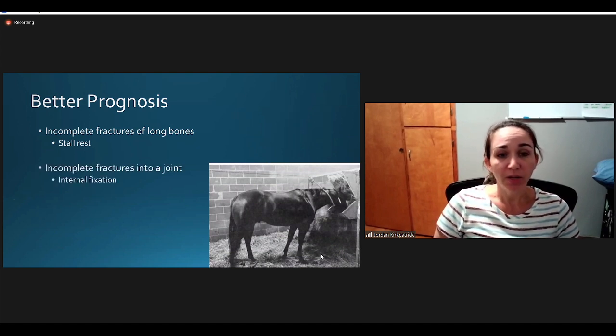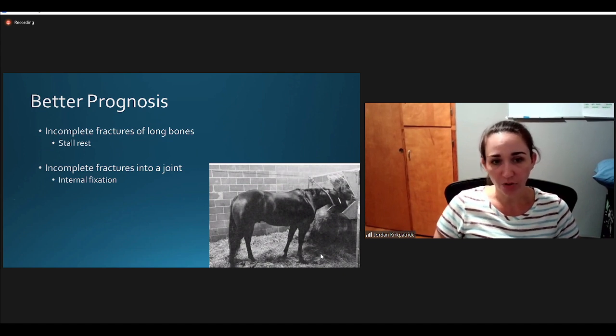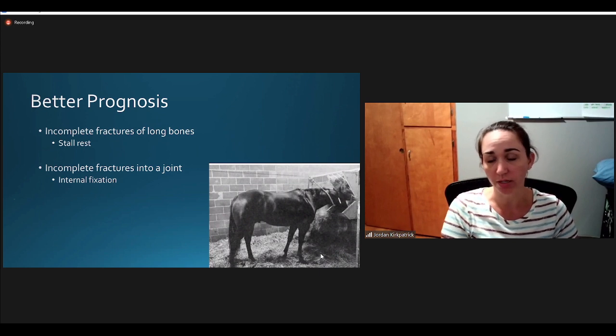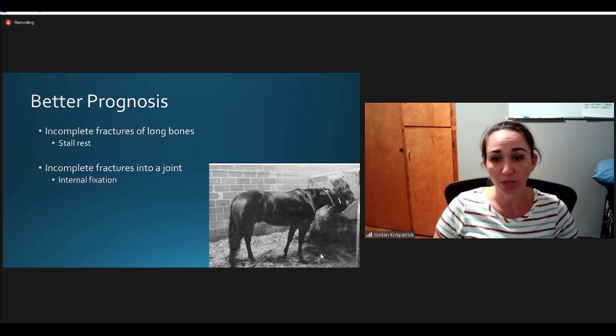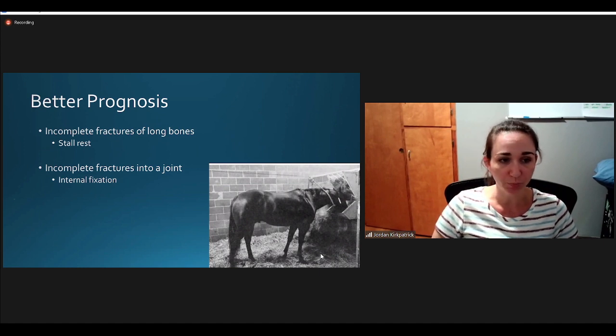If it's an incomplete fracture that goes into a joint, it has to have internal fixation because we have to maintain joint congruity. If we don't, then they're going to get severe osteoarthritis in their joint over time and then have pain from that. So if the incomplete fracture does communicate with the joint, it does have to have internal fixation. It can't be managed with just stall rest alone.